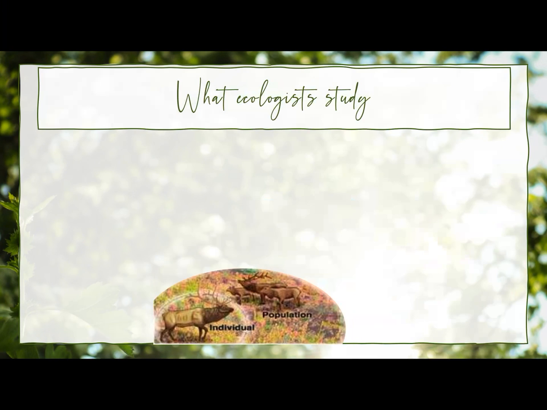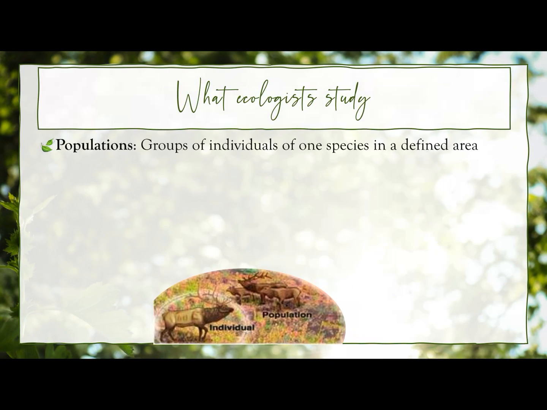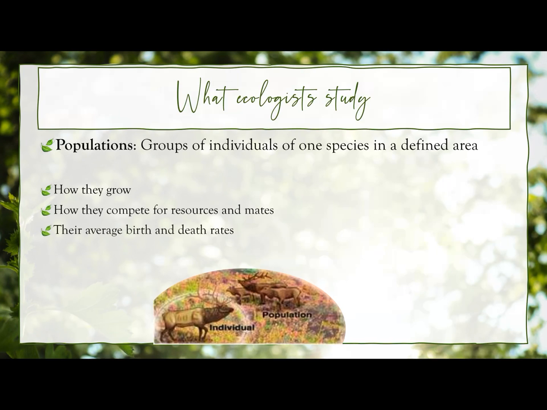At the lowest level, we can look at individuals of a particular species, and when we're looking at all of the individuals of one species in an area, that is what is going to make up the population level. So if you're an ecologist, you can study things about how populations grow and how they compete for different resources and mates, things like their average birth and death rates. All of those are going to be important to understand about a population in order to understand what impacts it has. But for right now, you can go ahead and just make sure you know that a population is a group of individuals in a given area.